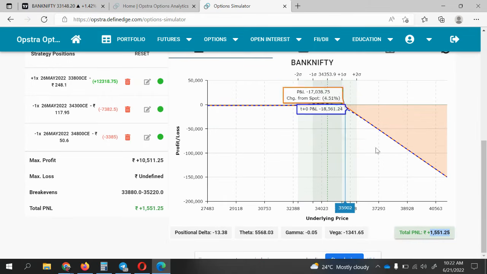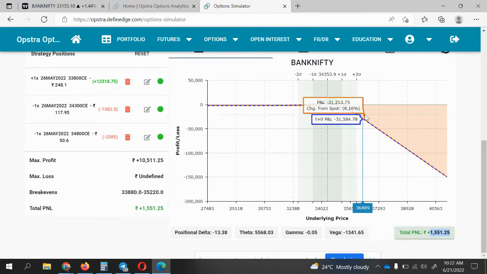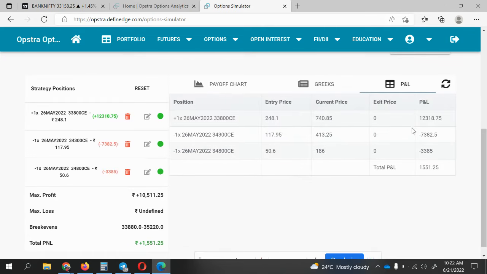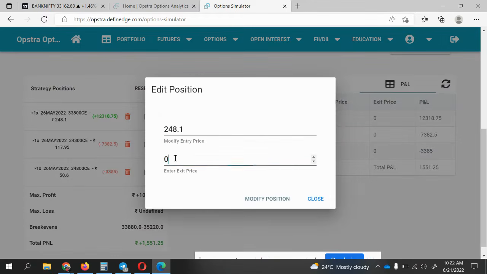So what you have to do is simple, friends, go to profit and loss. You are already at a profit of 1,551. So book this profit, book this profit. This is giving you 12,318. Book the call side. Okay, book the call side.